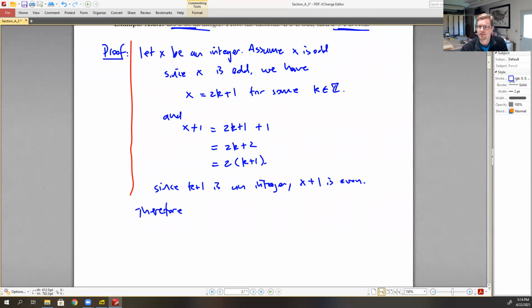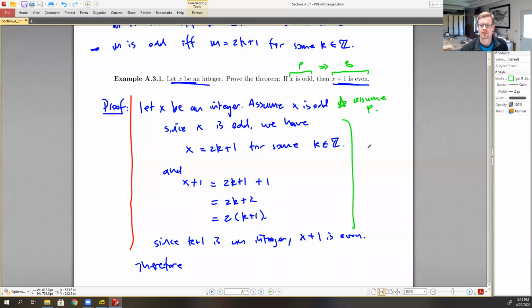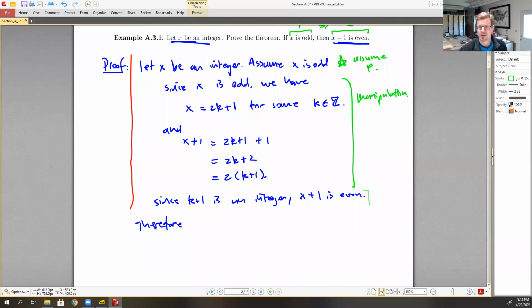Therefore, so we started with, let's see here, add a couple of comments here, right? This is assume P, where this is P. And this is Q. So we assumed that P is true, and then we made some manipulations. And from those manipulations, we found that Q is true, right? x plus 1 is even.